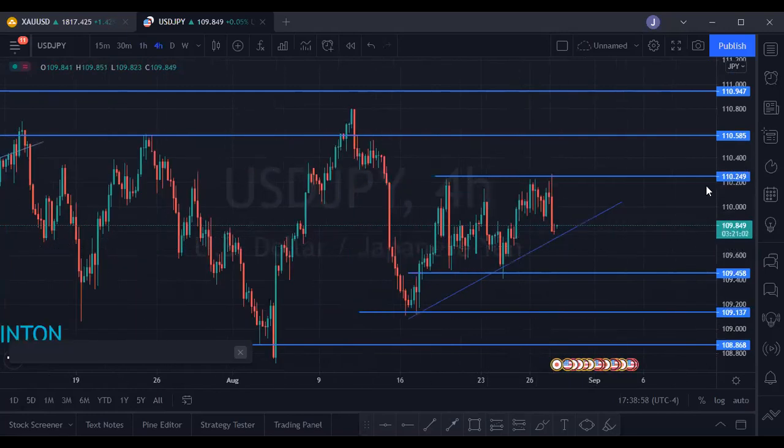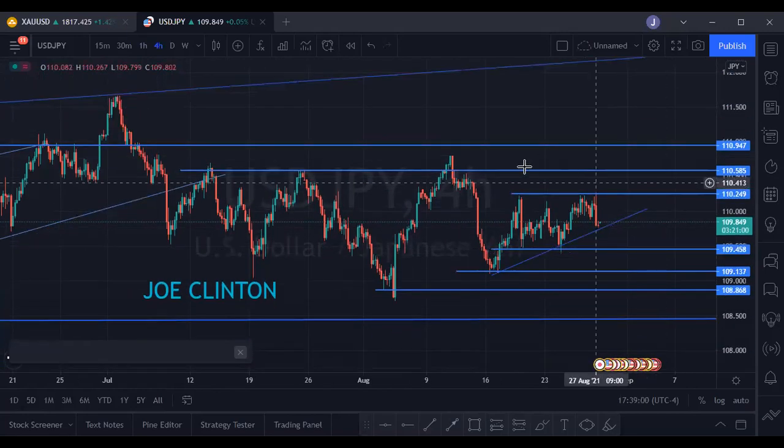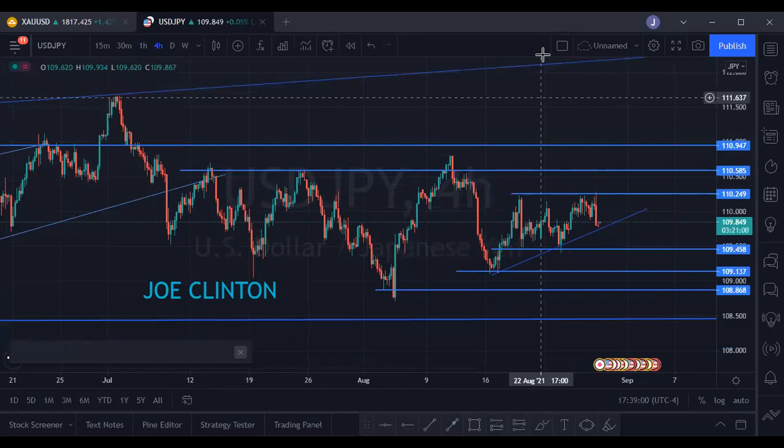So what will happen is this. We might be seeing this. If price possibly moves up, that means you will be waiting to sell at this level here, 110,249. We'll be waiting to sell at that level.